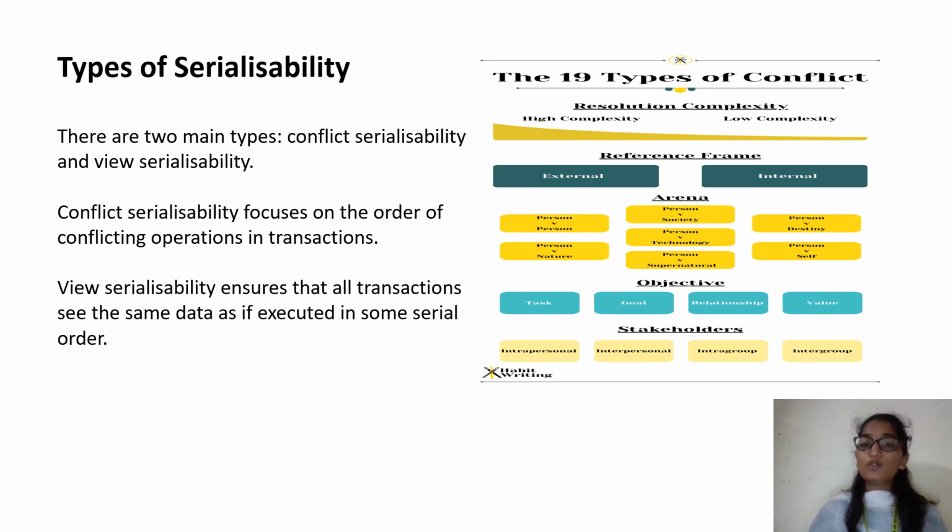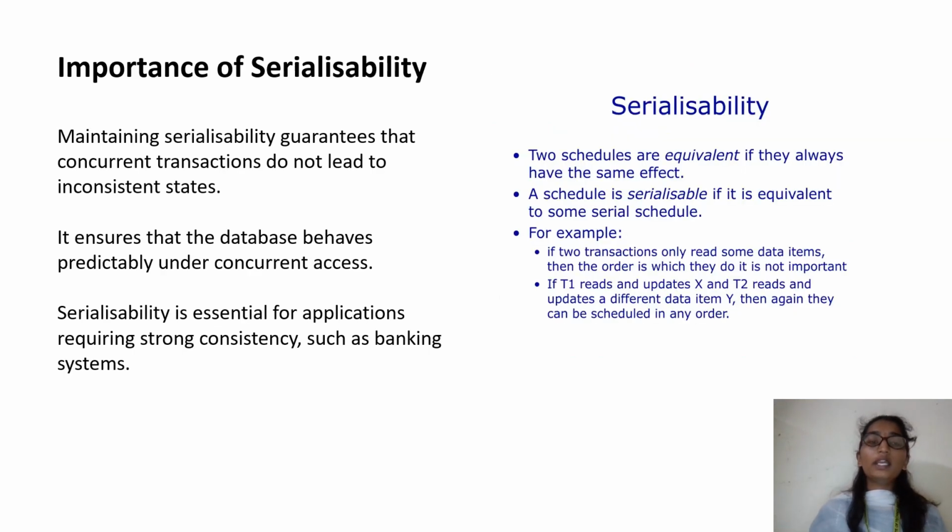Here are the 19 types of conflicts: resolution complexity, high complexity, low complexity, reference frame, external, internal, arena, object, schedules, etc. Now, importance of serializability. Maintaining serializability guarantees that concurrent transactions do not lead to inconsistent states.